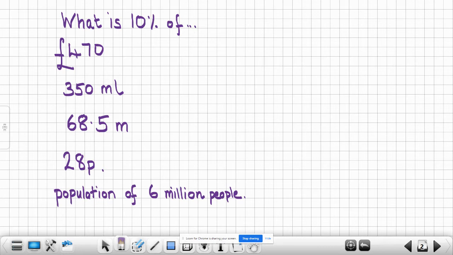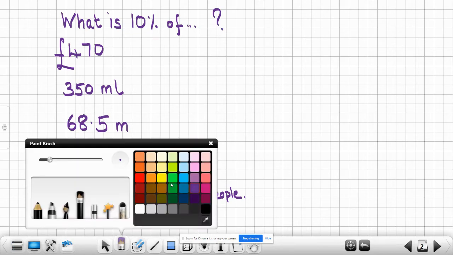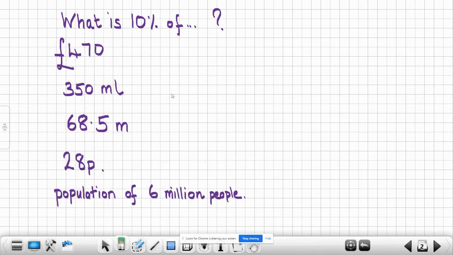So I've got some amounts up here, and at the top it says, what is 10% of? So that is our question, and we're going to look at answers, and I'm going to change colour for this. As we explored in the first video, if you're looking for 10%, that is the same as dividing by 10. And because we work in a system of tens, the digits are going to stay the same. They're just changing their value on place value.